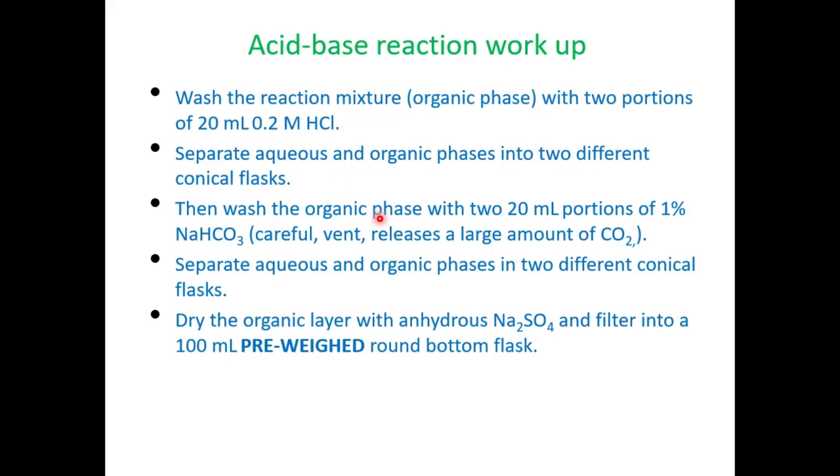Then you're going to take the organic phase and wash that with two 20 milliliter portions of 1% sodium bicarbonate. Carefully vent and release the large amount of CO2 that's going to be produced. Do talk to your demonstrator about this before you do this part of the experiment. Separate the aqueous and organic phases again into two different conical flasks. Dry the organic layer with anhydrous sodium sulfate and filter into a 100 milliliter pre-weighed round bottom flask. So weigh your round bottom flask empty before you filter your organic layer into that round bottom flask.